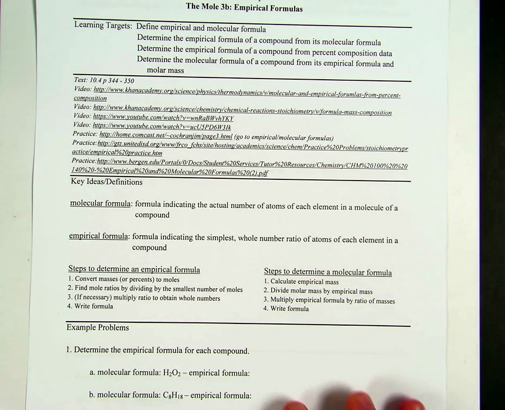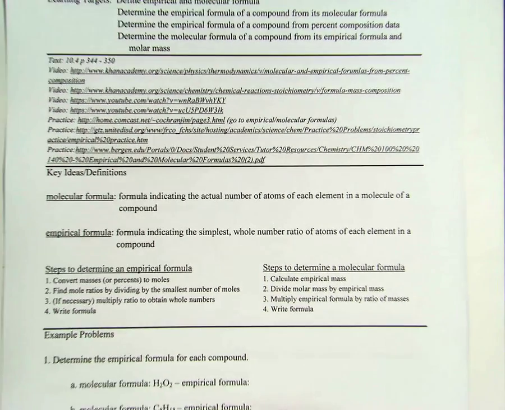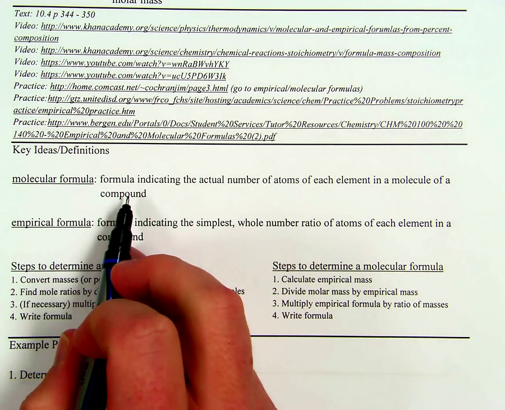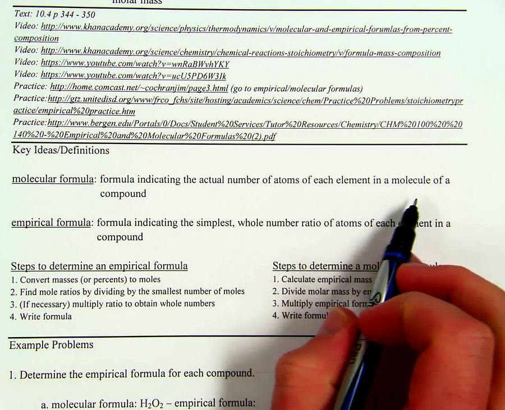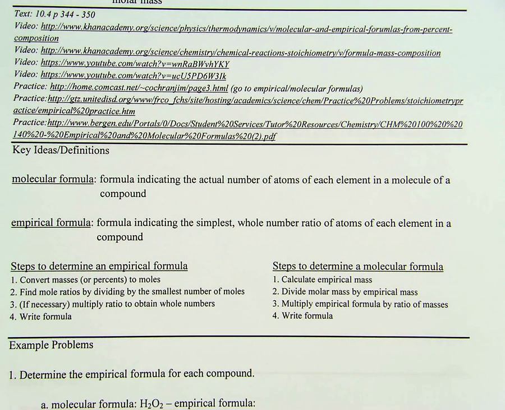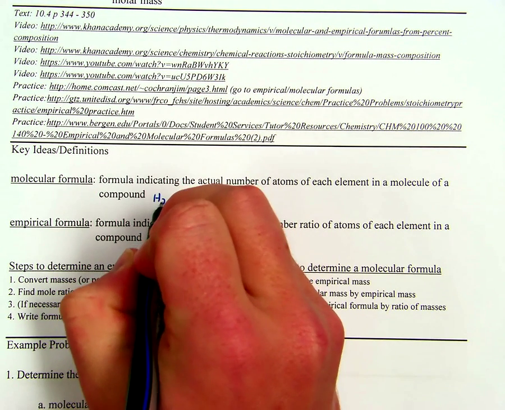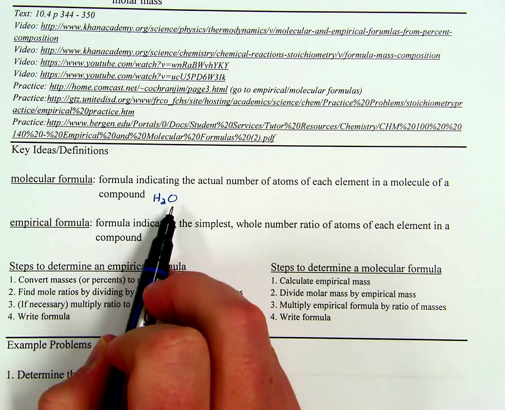Alright, so first of all, just some definitions. As you can see, I already have them typed in here for you. Let me zoom in here a little bit to see them easier. When we talk about the molecular formula for a compound, it's the formula indicating the actual number of atoms of each element in a molecule of a compound. So for example, the molecular formula for water is H2O. This means that if we were to look at a molecule of water, there would actually be 2 hydrogen atoms and 1 oxygen atom.